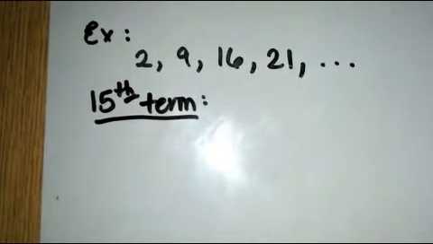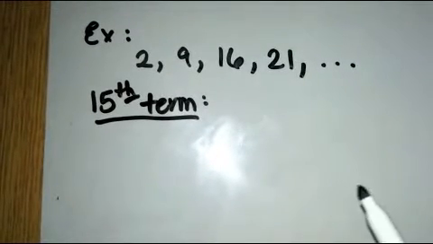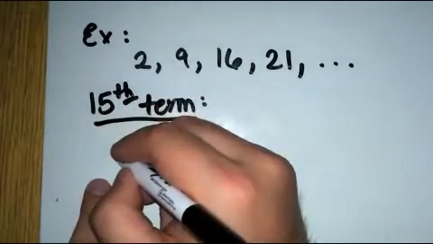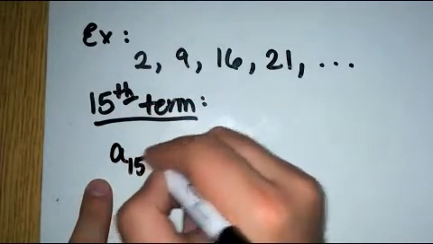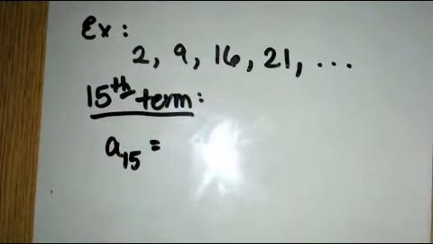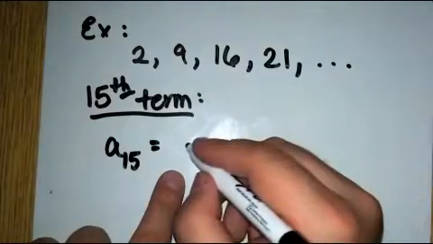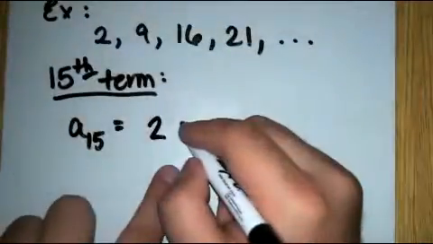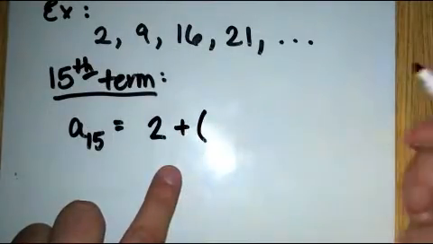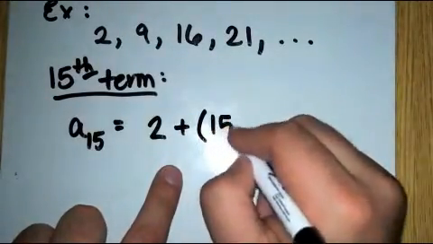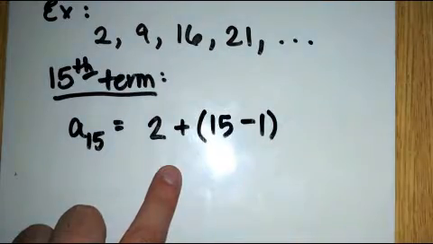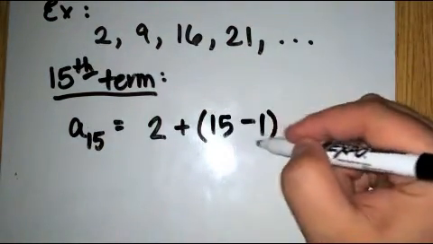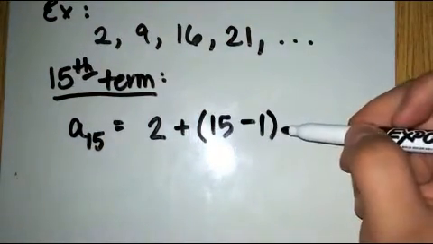And you need the starting value, and that's pretty much how it works. So if we have here a sub 15, our 15th term that we're looking for, is equal to our start, a sub 1, which is 2, plus n, meaning 15, minus 1. Remember, minus 1 is part of the formula. It didn't just poof out of thin air.